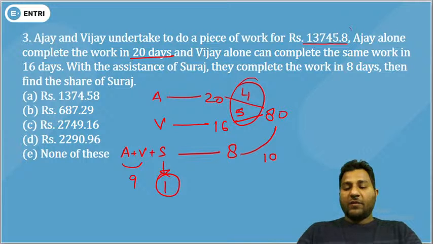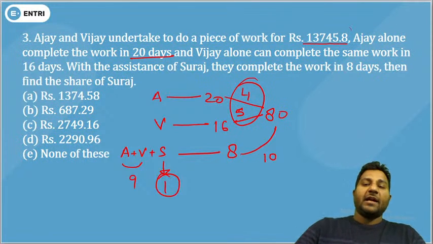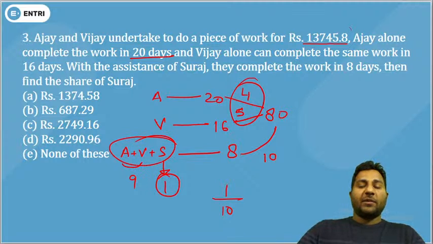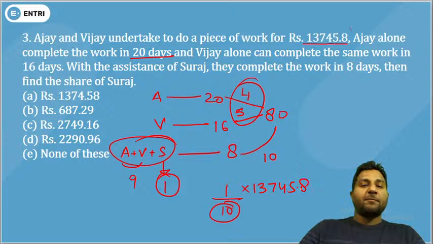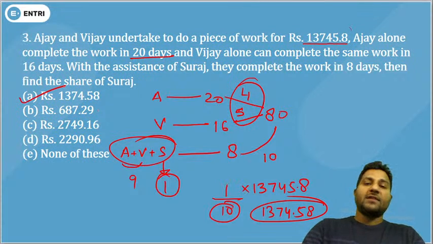Okay, Vishnu is the correct one because we know that it will be compared. Look, 1/10 of the efficiency is what? All three, and this 10 efficiency must have been compared with the total work. So the answer is what? Only divide by 10. So 1374.58 will be the correct answer. So option A is the correct one.